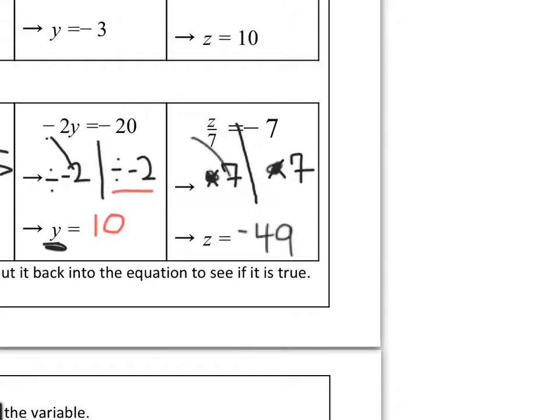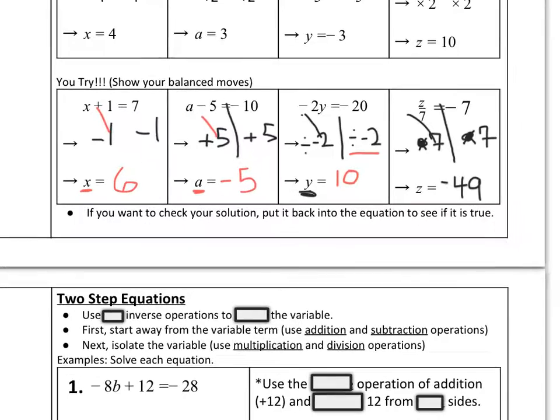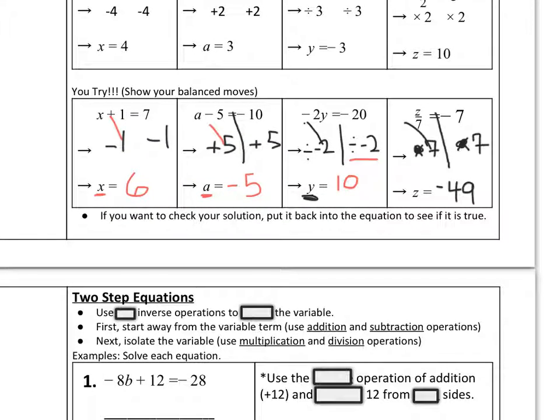You could also use a dot so you don't get confused with variables. Dots work as well too. This divided by 7 and times 7 will cancel, and then we'll have negative 7 times 7 to get negative 49. And all of these solutions can be checked if we put them back into the original equation. We can see that those work.